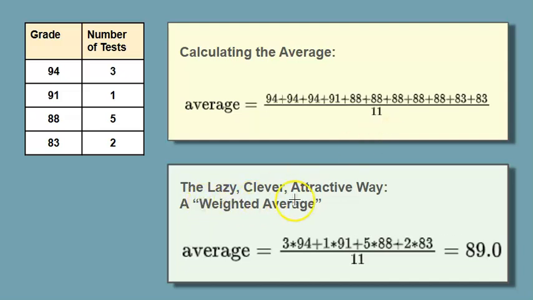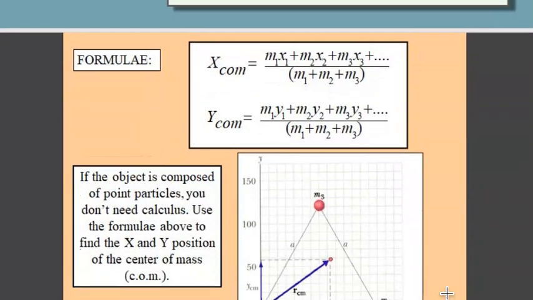If we wanted to be lazy, clever, and attractive, we could calculate what's called a weighted average. So we would weight the score of 94 by 3, because there were 3 of them. We would weight 91 by 1, 88 by 5, and 83 by 2. And we'd still divide by 11, and the average is 89. Okay, so that is an example that I thought would make sense to you all. All right, so let's see how that applies to mass.